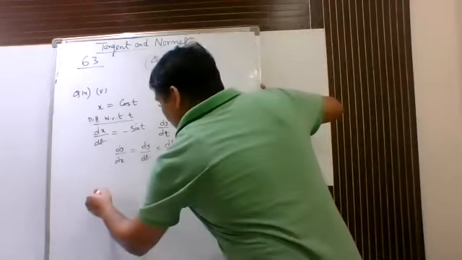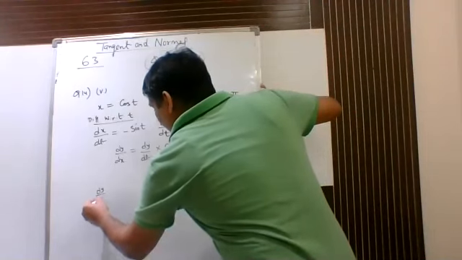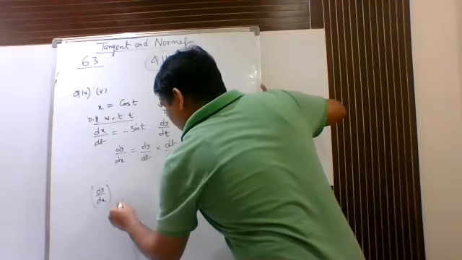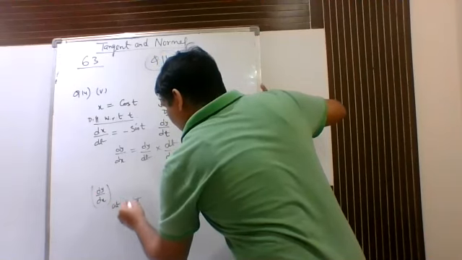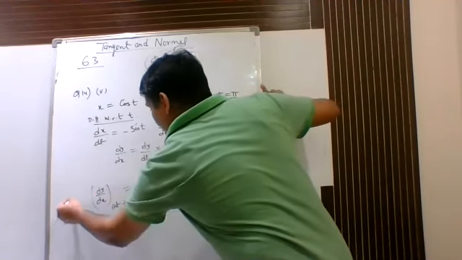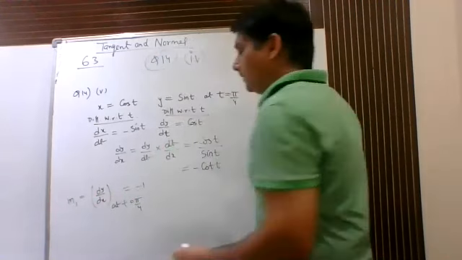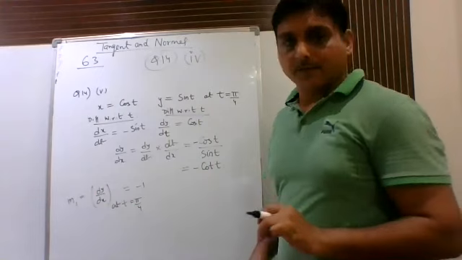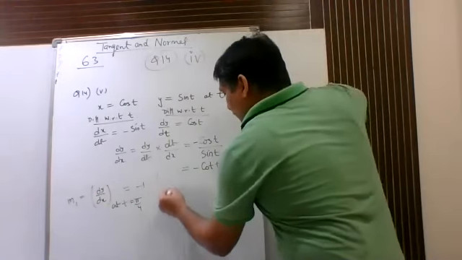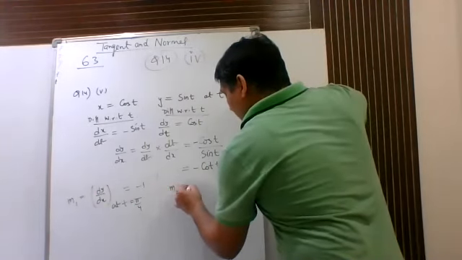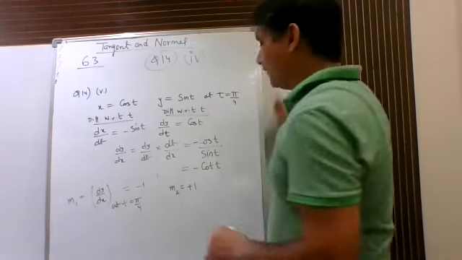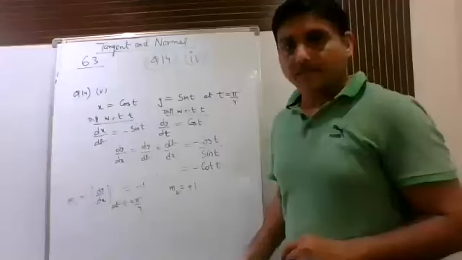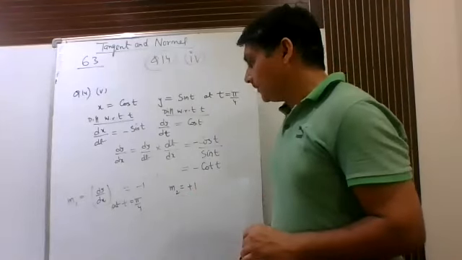So dy upon dx at t is equal to pi by 4. So that will be minus 1. So this is your m1. M1 means slope of the tangent at that specific point. Similarly, your m2 will be plus 1. Why? Because the reciprocal of this with a negative sign. So you will get this as plus 1.